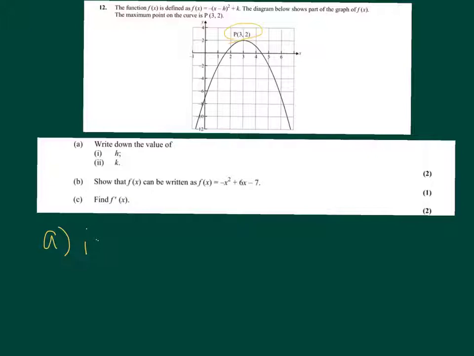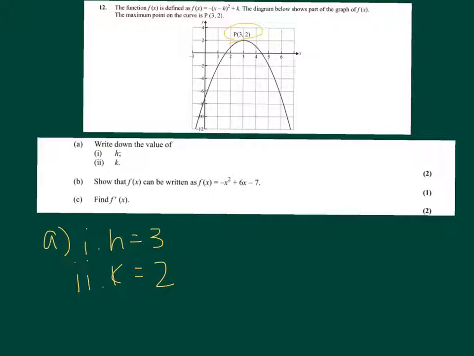The value of h would be the x value of P, so h equals 3. And then the value of k is just the y value, so k equals 2. Part B: show that f of x can be written as f of x equals negative x squared plus 6x minus 7.